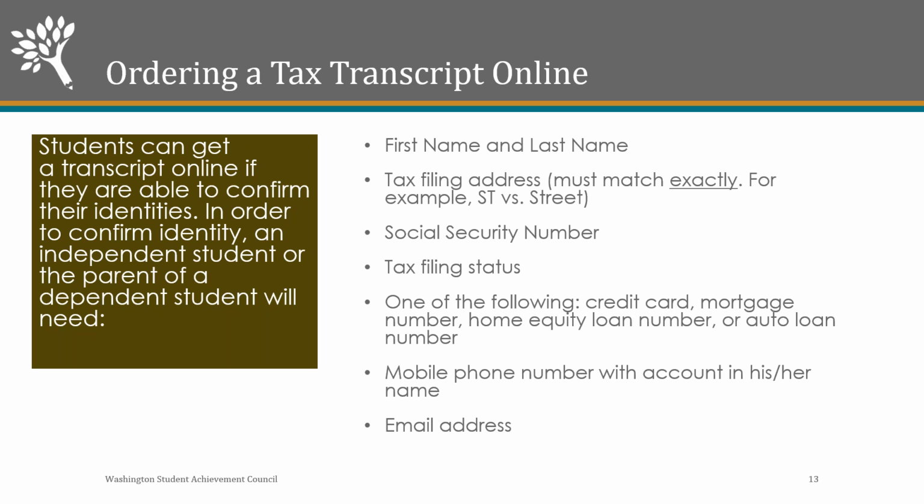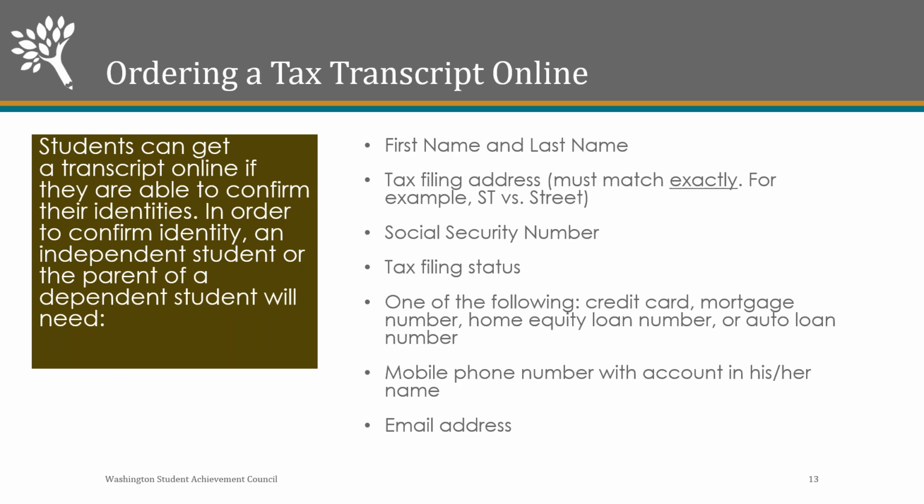And then also, this is the hard part for students, they're going to need a credit card, a mortgage number, a home equity loan, or an auto loan number. So they have to show that line of credit, and then they need a mobile phone number with an account in his or her name and an email address. So the challenge with this is that a lot of families will not have all of these components, and so ordering this can be frustrating if they don't have those.